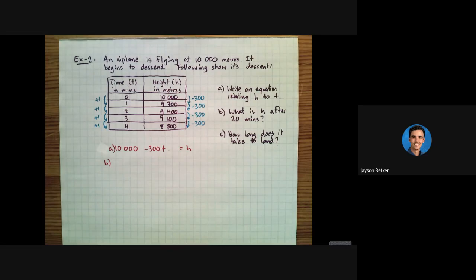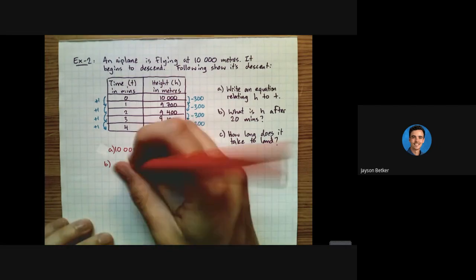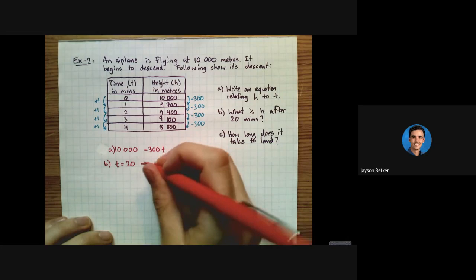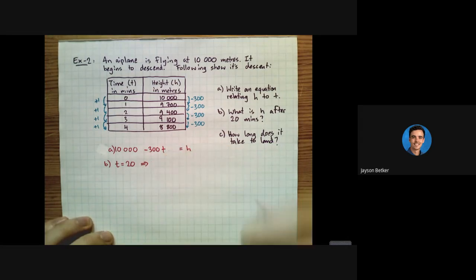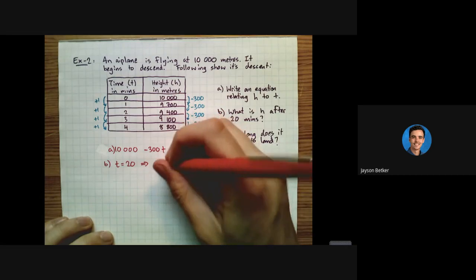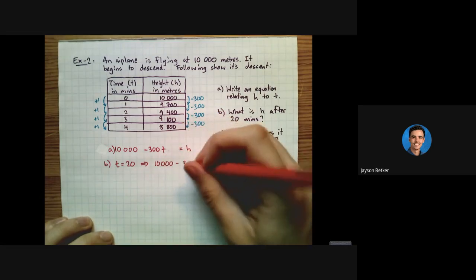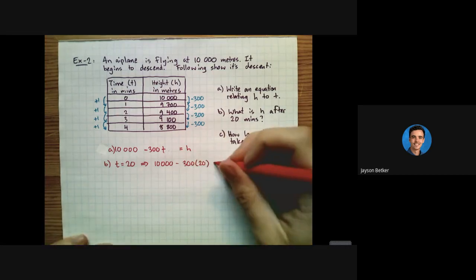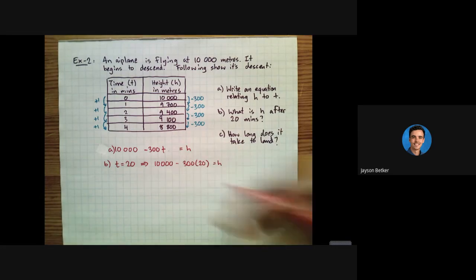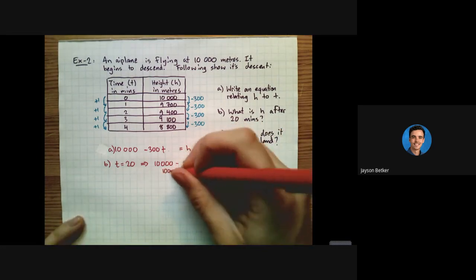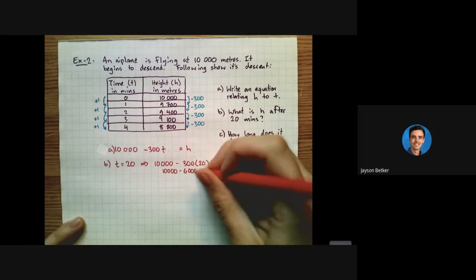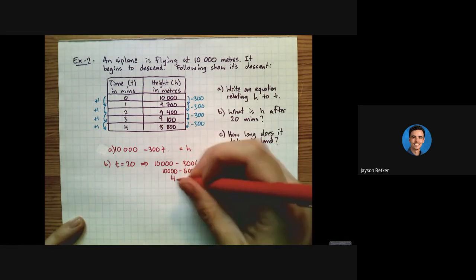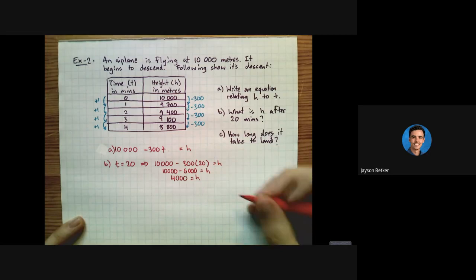So, what is the plane's height after 20 minutes? So if t is equal to 20, what is our plane's height going to be? All we have to do is just plug it into this formula. So 10,000 minus 300 times 20 is equal to h. 10,000 minus 300 times 20 is 6,000. So 10,000 minus 6,000 is going to be equal to our h. 10,000 minus 6,000 is 4,000. So our h is equal to 4,000.